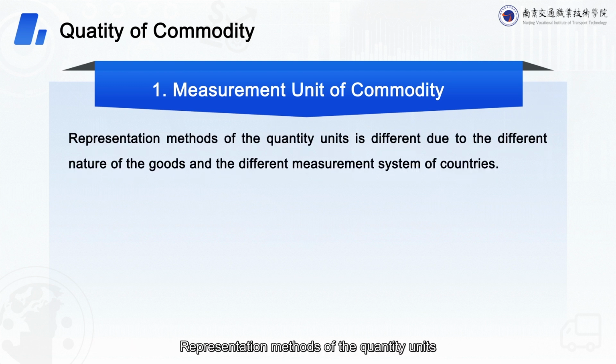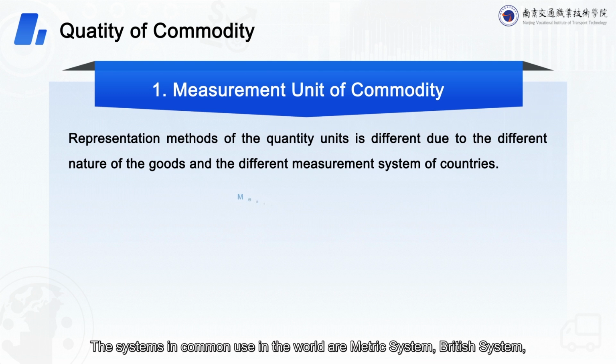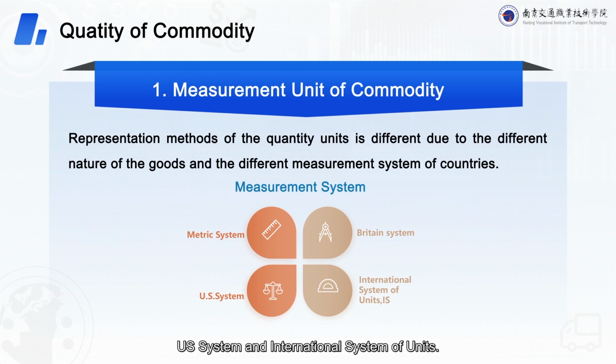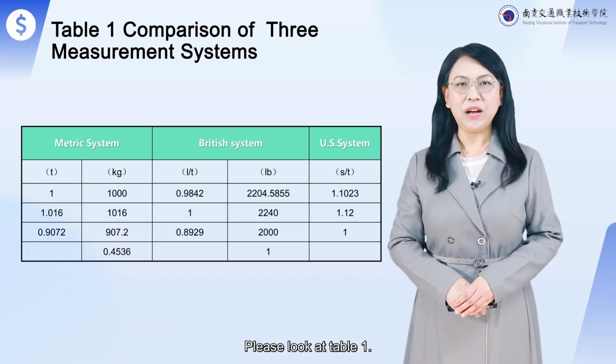Representation methods of the quantity units are different due to the different nature of the goods and the different measurement systems of countries. The systems in common use in the world are metric system, British system, US system, and the International System of Units. Under different measurement systems, the same unit of measurement may have different interpretations. Please look at Table 1.